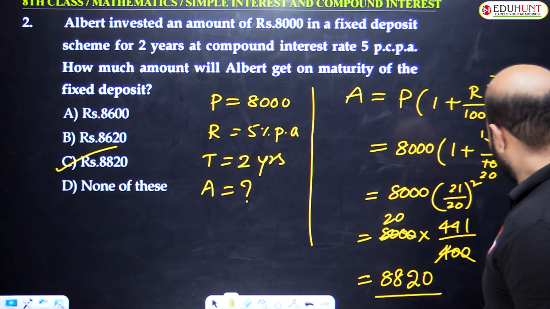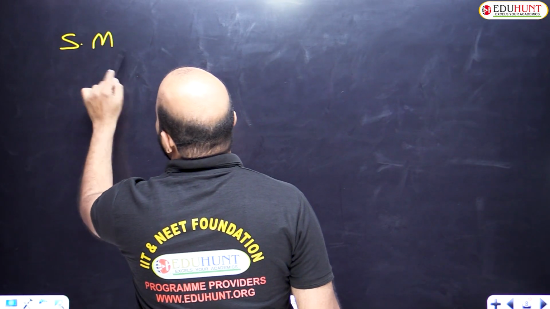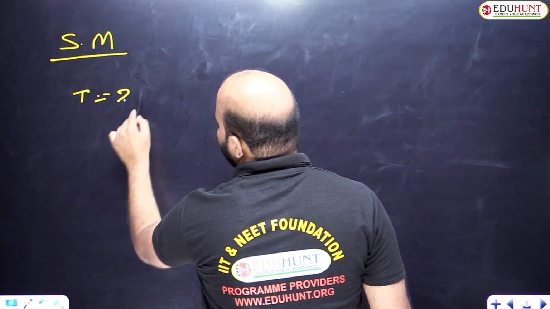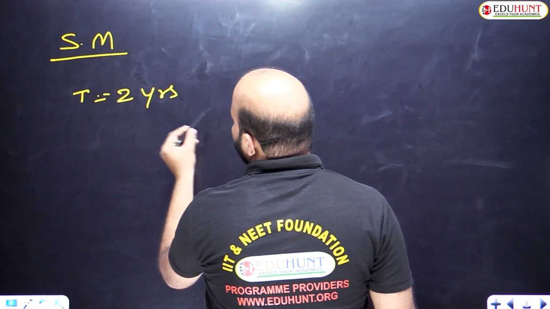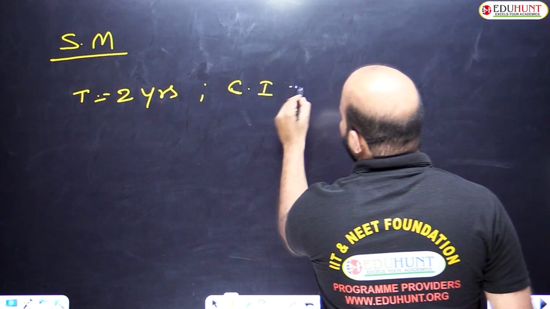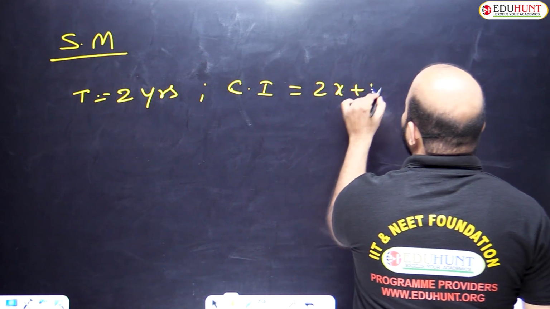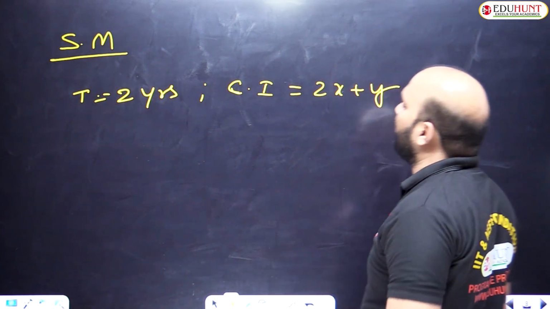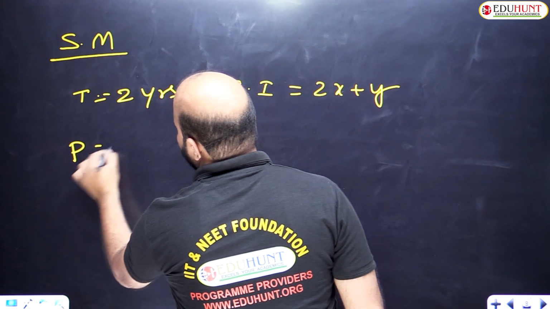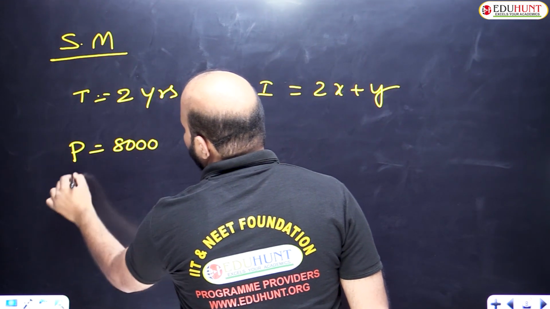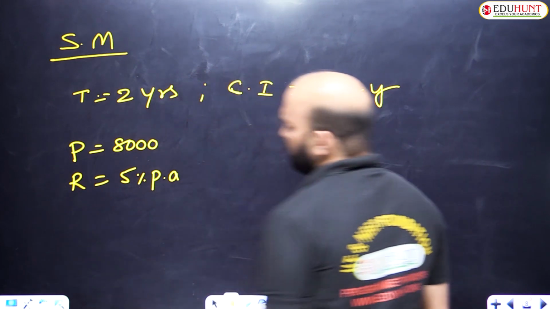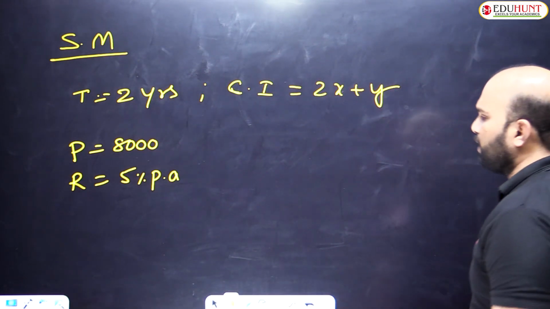So what is the shortcut method? Actually here, how many years of time are given? 2 years given. So for 2 years, the compound interest formula according to the Pascal method is 2x plus y. First you have to calculate the compound interest. Principal given is 8,000. Rate of interest 5% per annum, compounded annually.